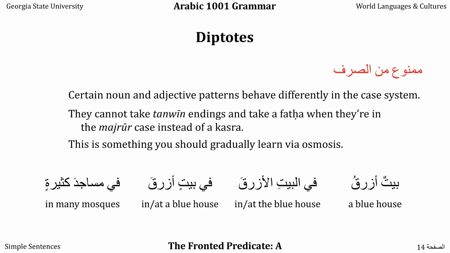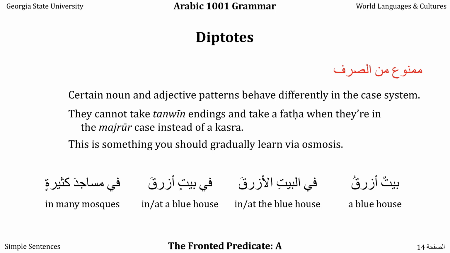Fi baytin azraqa, here we have in a blue house. Bayt, because it is both indefinite and in the majrur case, takes the tanween al-kasr ending, and we have fi baytin, but azraq gets a single fatha because it can't take tanween endings and it takes a fatha where it would normally take a kasra.